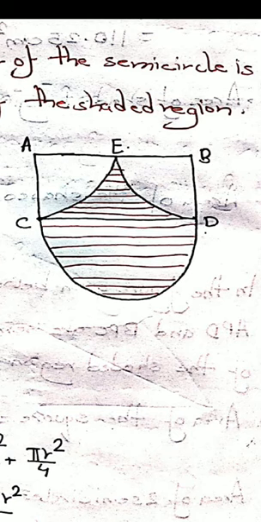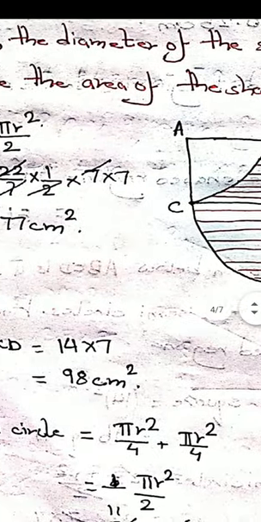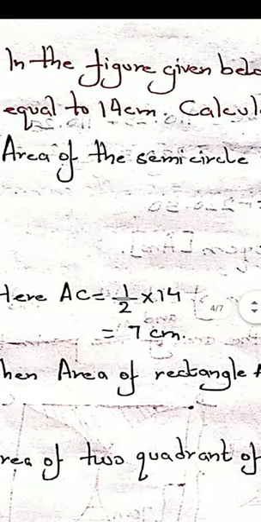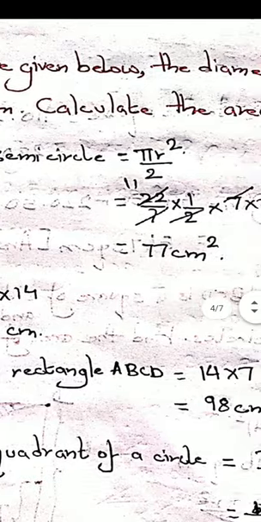Also, one thing, if you notice properly, there are two quadrants of a circle, that is ACE and BED. Yes, and the radius of them will be half of the diameter of the circle, that is 14 centimeter. So it will become 14 by 2, that is 7 centimeter. Yes, and now the rectangle's length has become 14 and breadth has become 7 centimeter because AC will be 7 centimeter. So area of the semicircle equals to pi r square by 2.